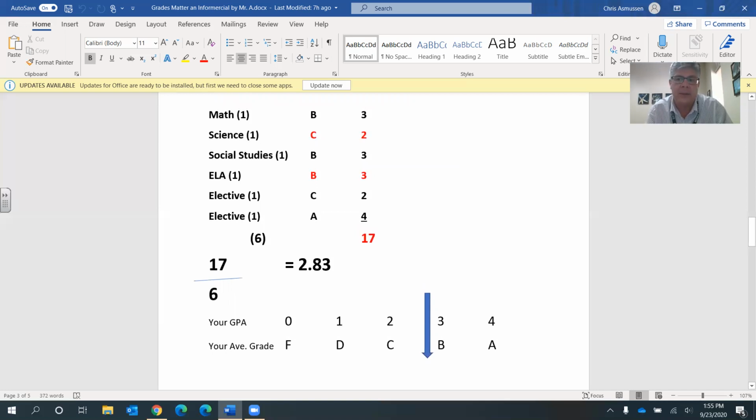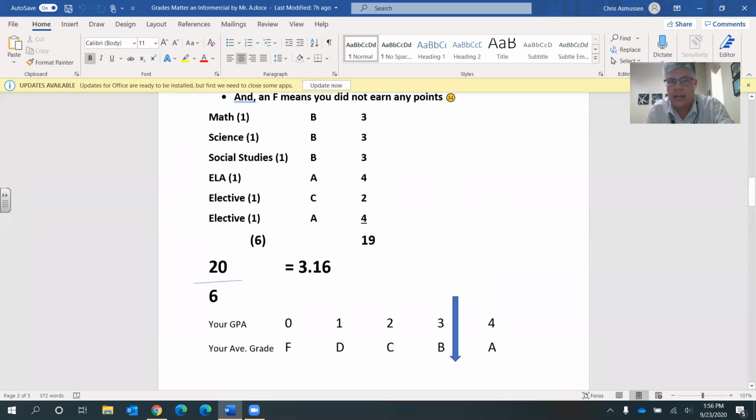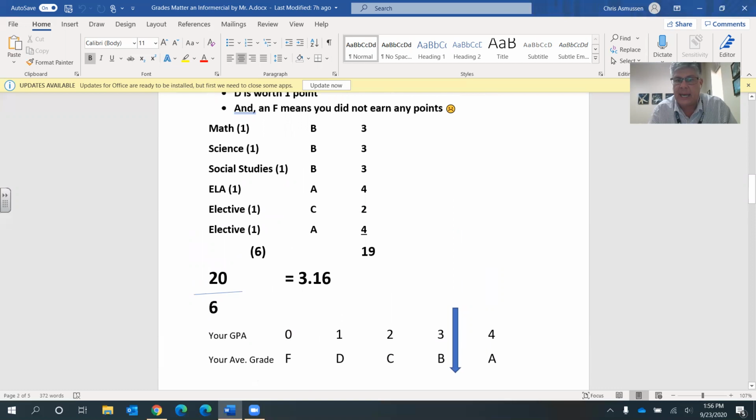Well, we could think about this the other way. What if these were my current grades and I did my homework and I got my work done and I went from 17 points to 19 and I slid over into the B category, or the 3.16. So boys and girls, the last week of the quarter is super important. Make sure that you finish strong.